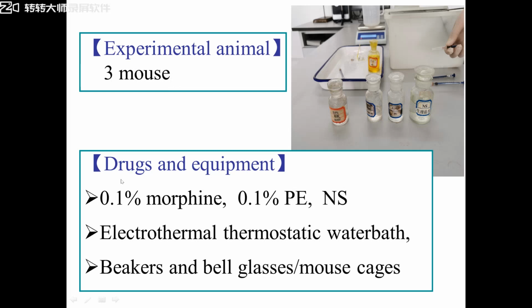The experimental drugs and the experimental equipment are the same as the first method. We also observe the analgesic action of PE. And we use normal saline as the negative group. Here is normal saline. The third one is morphine. We use morphine as the positive analgesic, and we have studied that morphine has a strong analgesic action.